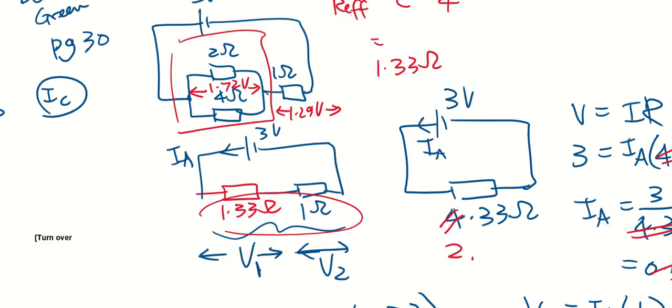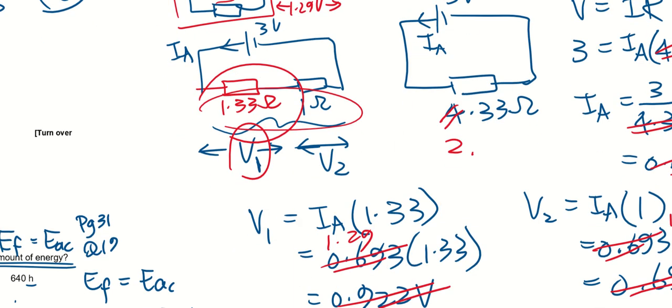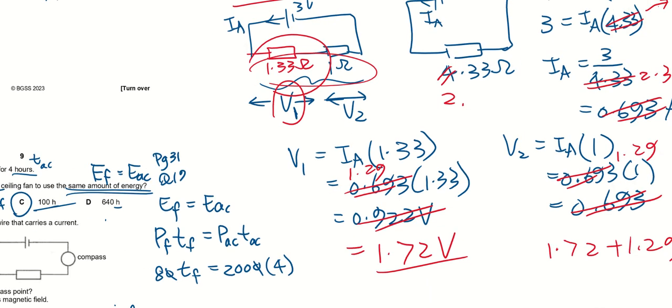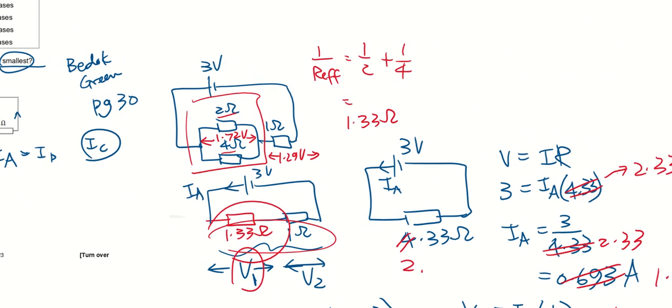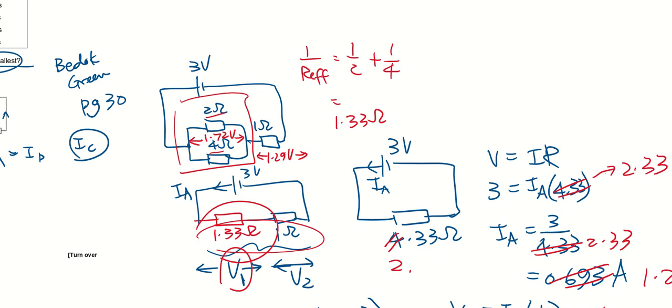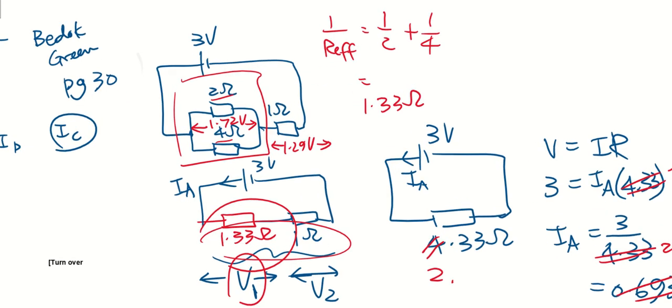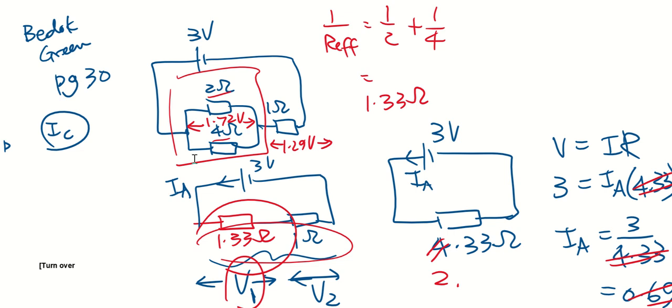How did I get 1.72 volts? Because it was from this 1.33 ohm where I combine these two resistors in parallel together, and the potential difference across this 1.33 ohm is actually V1, and we managed to calculate V1, and I'm pretty sure my answer is correct. So V1 is 1.72 volts, and because these two resistors are in parallel, the potential difference across them will be the same, which is 1.72 volts.